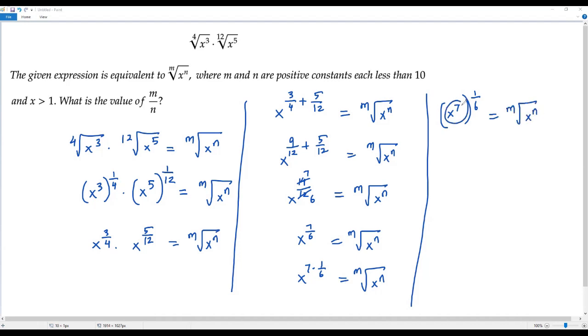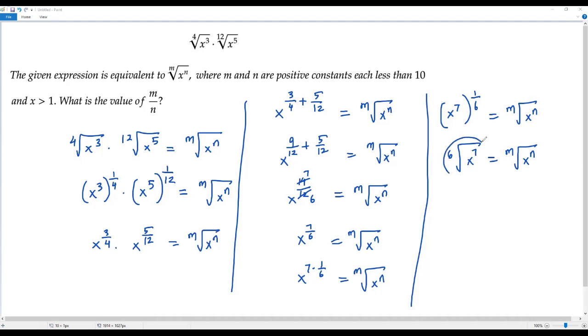Okay, here for this x to the 7th power, we have the exponent 1 over 6. Here we have a fraction as an exponent with numerator 1. Then it can be written as a radical. When I write this one as a radical, the index of the radical will be the denominator. So that is 6. Then we get 6th root of x to the power of 7 equals mth root of x to the power of n.